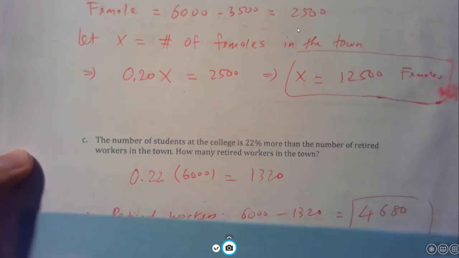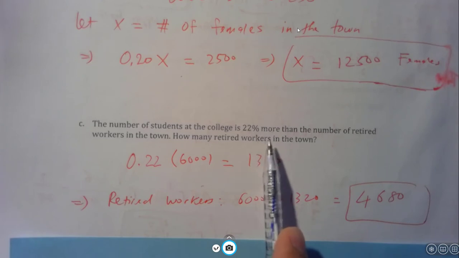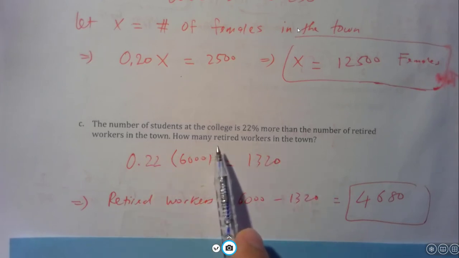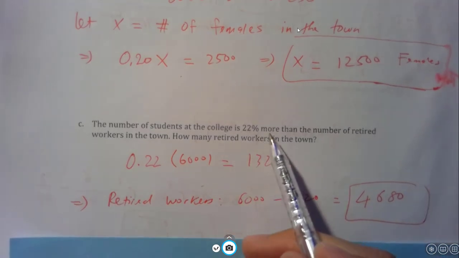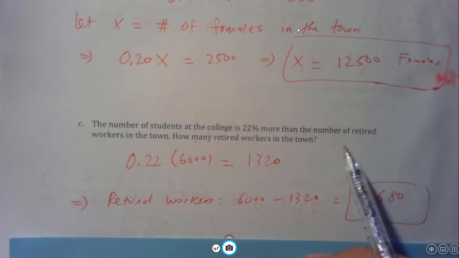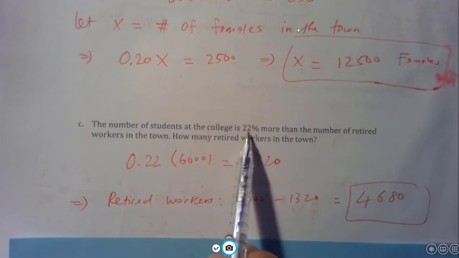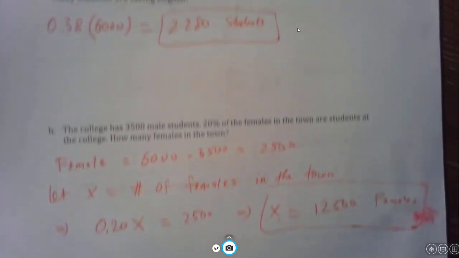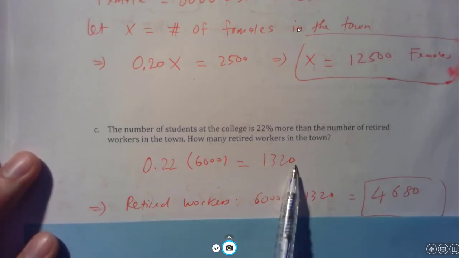Next question for this one. The number of the students at the college is 22% more than the number of retired workers in the town. How many retired workers are in the town? So we know that 22% more than the number of the retired workers in the town is equal to the number of the students. So 22%, which is 0.22, and the number of the students in this college is 6,000. So take 22% of that 6,000, which is 1320.